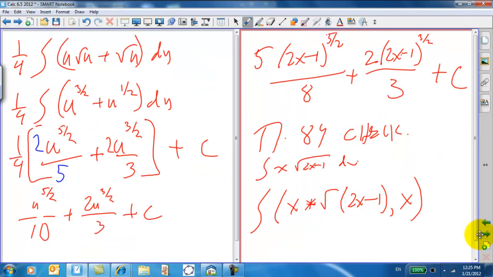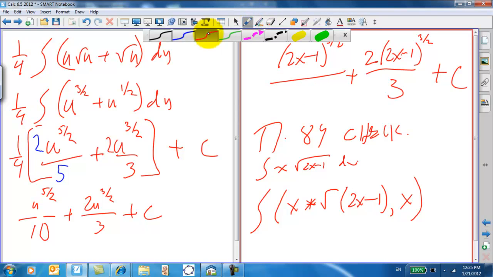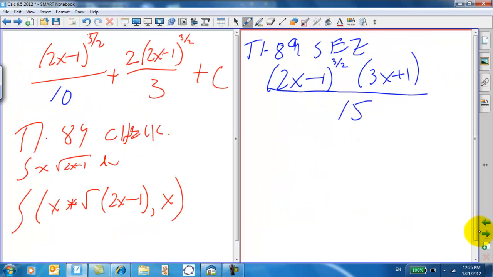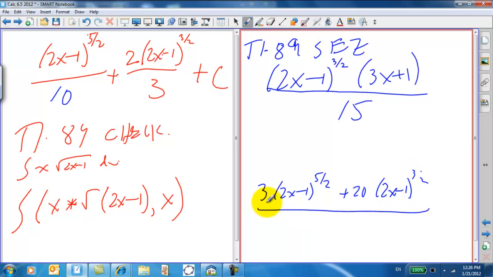And then when we substitute in, it's 2x minus 1 to the 5/2 over 10 plus the other term. Still, do we have the answer we have over here? They had 15. Well, let's check my answer. If I use an LCD of 30, that means I'm going to have 3 times 2x minus 1 to the 5 halves, plus, multiply this by 10, 20 times 2x minus 1 to the 3 halves, all over 30, plus my constant.